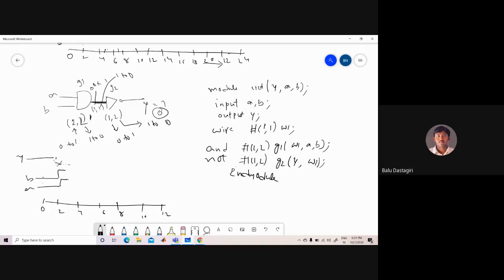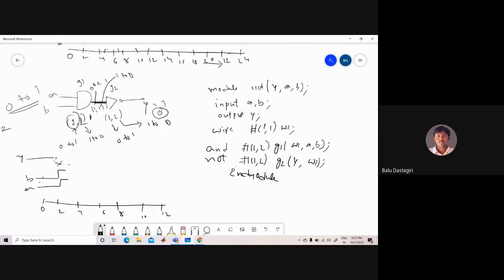Why? Because there is a delay associated with it. There is a wire delay as well as a gate delay. For example, previously the AND gate output is 0. Now it is going to 1. That means the AND gate output is changing from 0 to 1. As per the delay specifications, if the AND gate output is changing from 0 to 1, there is a delay of 2 time units.